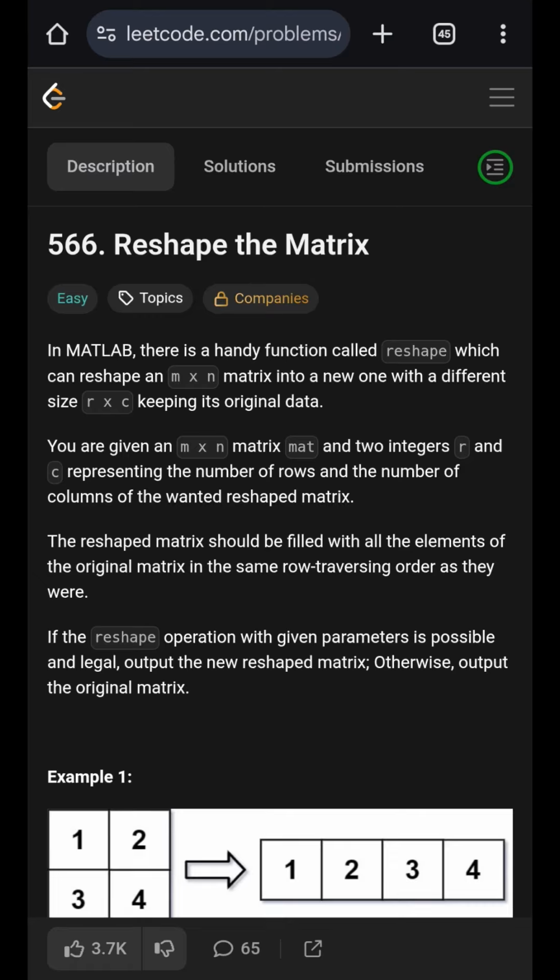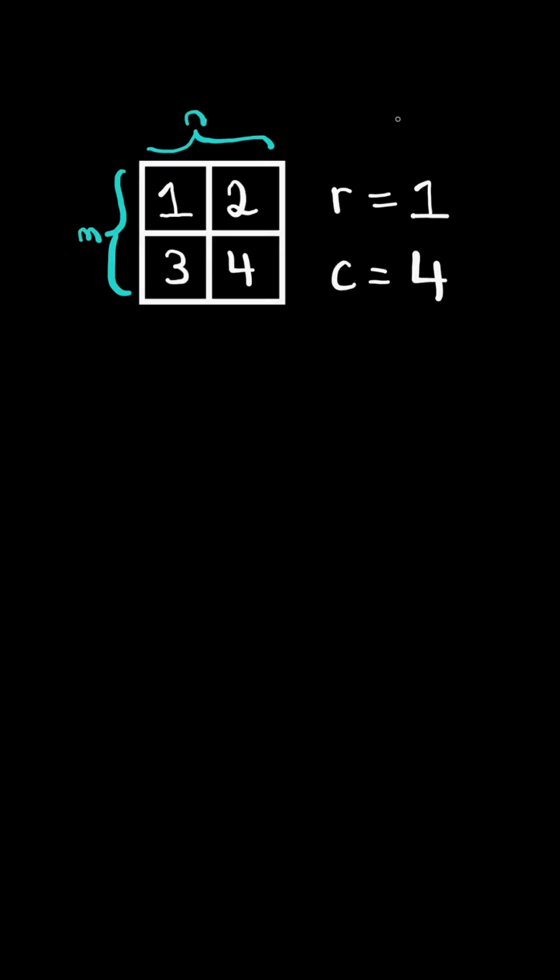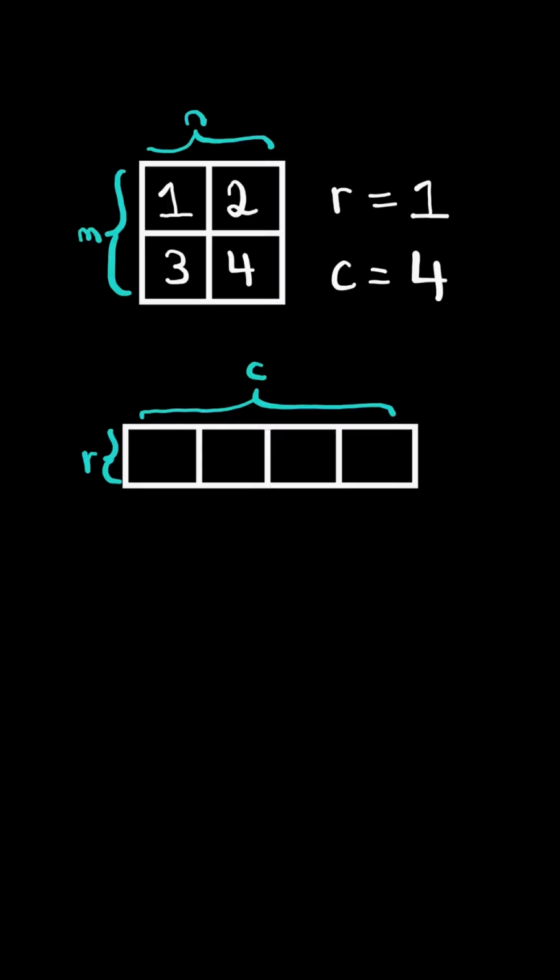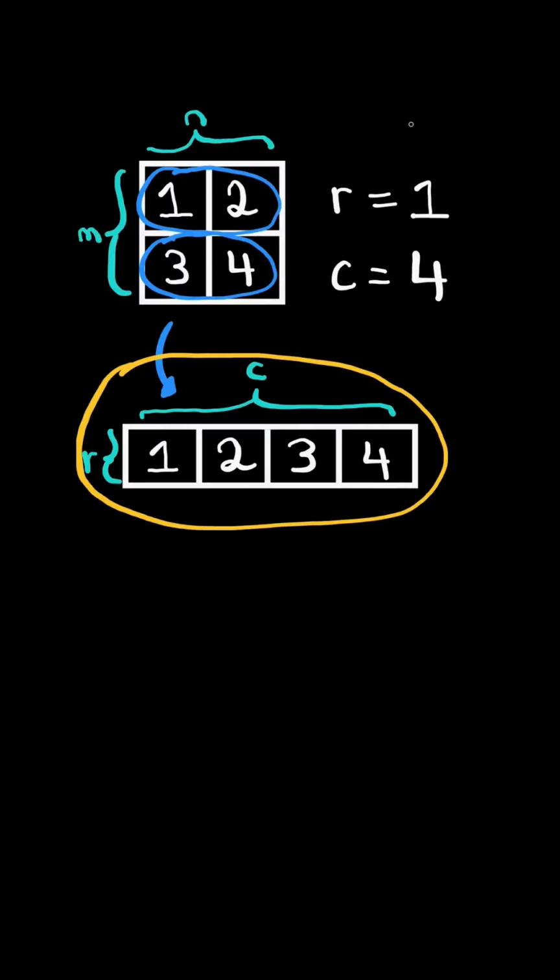Reshape the matrix. Given an m by n matrix and an integer row and column, consider a matrix with dimensions row and column, and reshape the original matrix into the new one by traversing through the rows and placing them in the new matrix, and same for the rest of the rows. And finally, return the new matrix.